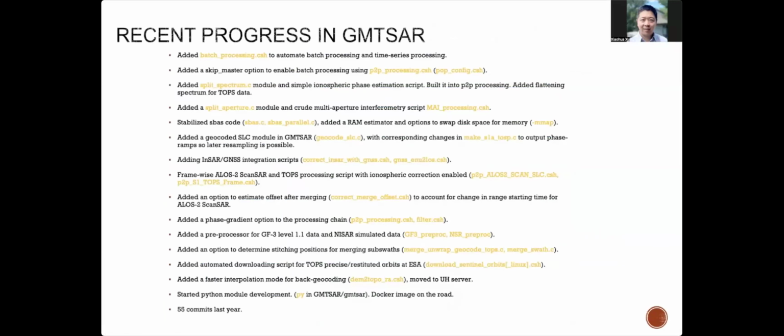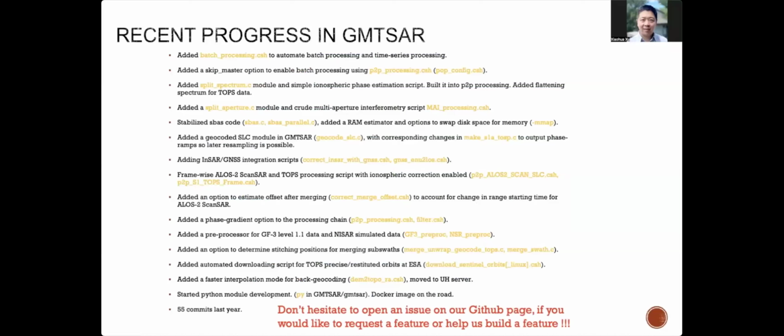And here is some of the recent progress of GMTSAR. Most of it is from the past few years. I'm not going to go through any of the details of these developments, but most importantly, what we would like you to know is that please don't hesitate to open an issue on our GitHub page if you would like to request a new feature, or you find something that is not appropriate, or if you would like to help us build any of the modules. That would be great.